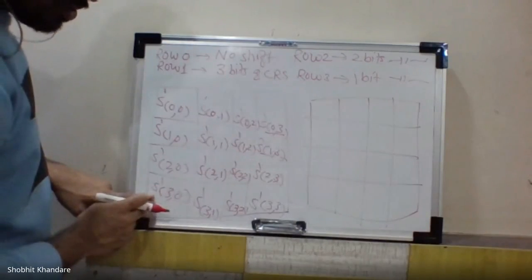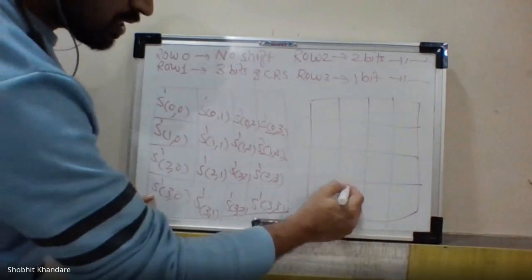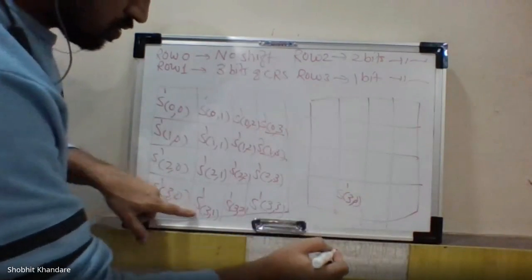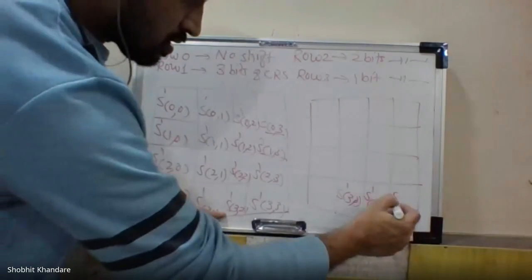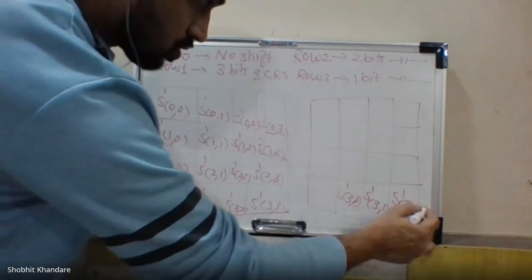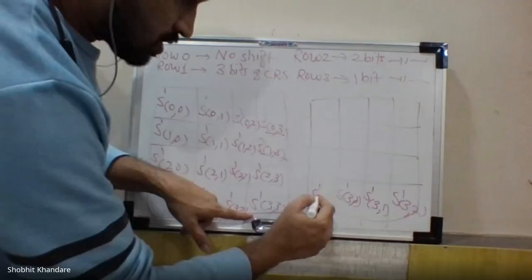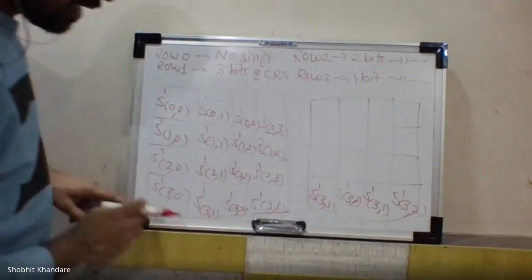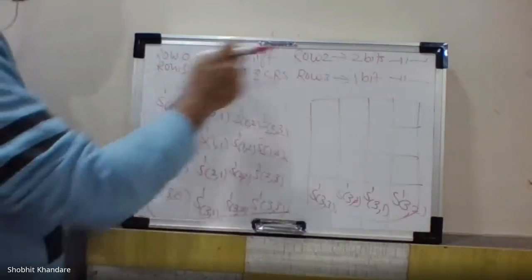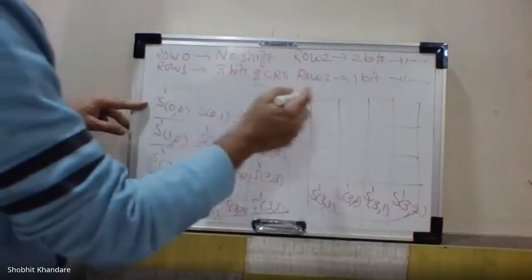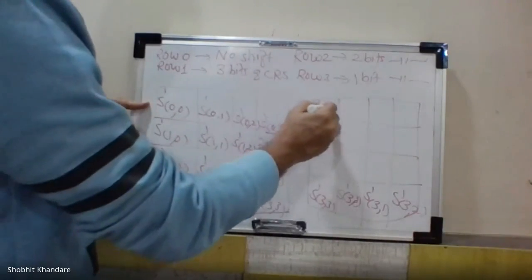So S3 comma 0 will come here. So it is S dash 3 comma 0. This is S dash 3 comma 1. This is S dash 3 comma 2. And this will be S dash 3 comma 3. I have only shown the last row, row number 3. You have to do it for row 1 and row 2. And row 0 will be the same. No change. So it will be the same.